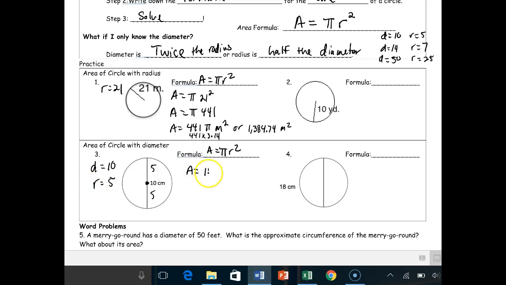So area is equal to pi r squared, or area is equal to pi times 5 squared, which is equal to pi times 25, or area is equal to 25 pi. And we'll call it centimeters. To be a little bit less accurate, but have us understand what that actually equals, that's 78.5 centimeters squared. And how did I get that? I just did 25 times 3.14, right? That's the end of part 3.